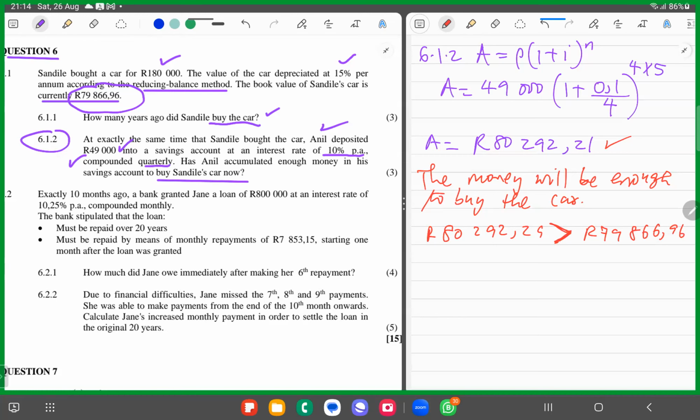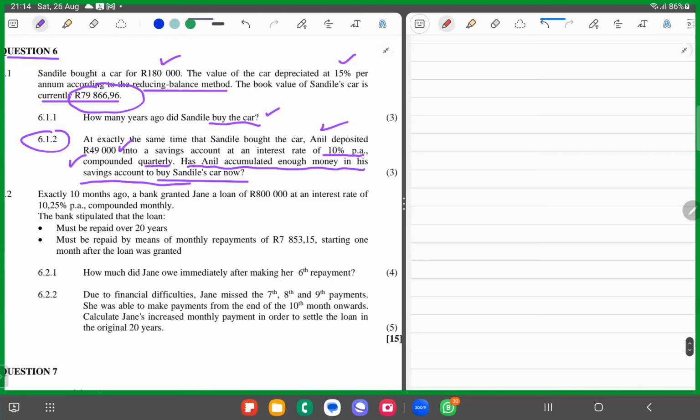So at this point, the money will be very enough. 80,000 is more than what the car costs. It costs only 79,000. So with 80,000, surely we are sure that Anil can buy Sandile's car now. Has Anil accumulated enough money in his savings account to buy Sandile's car now? Yes, he does.